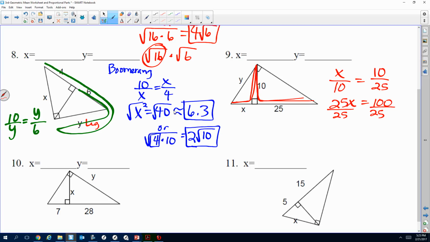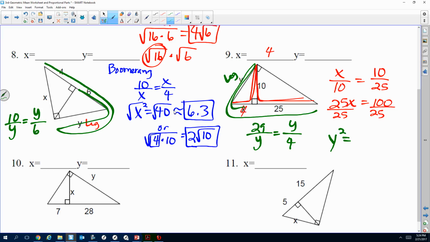Now, to get to the y, y is over here. It's a leg. This is when we do boomerang. So once you solve it, we should have got x to be 4. So now I can put that 4 in place of the x. To do the whole hypotenuse, that's 29 to y, and then I'm coming back and stopping at that 4. So 29, that's the whole segment, over y equals y over 4. And we're cross multiplying here. So we get y squared equals 29 times 4.